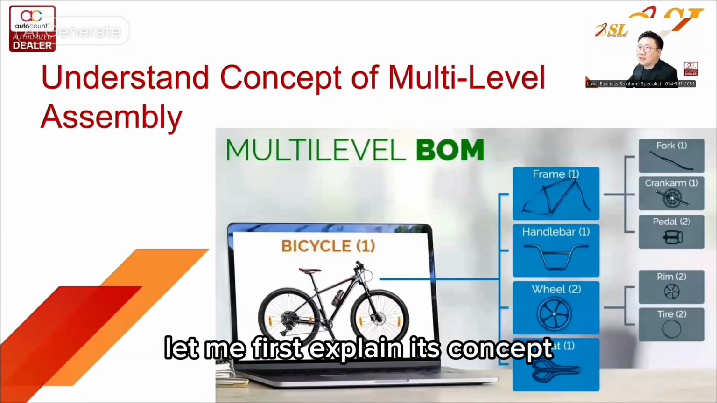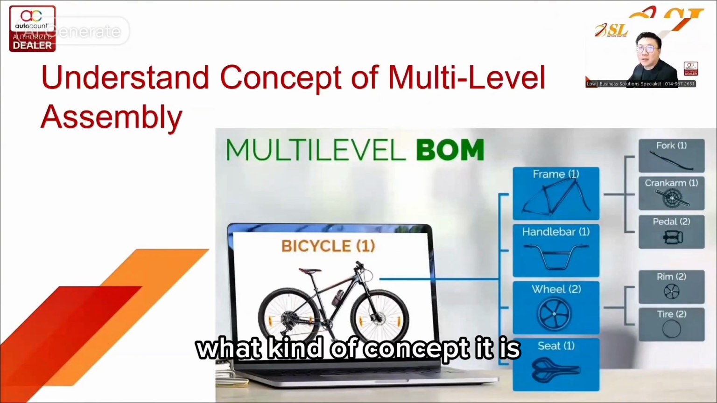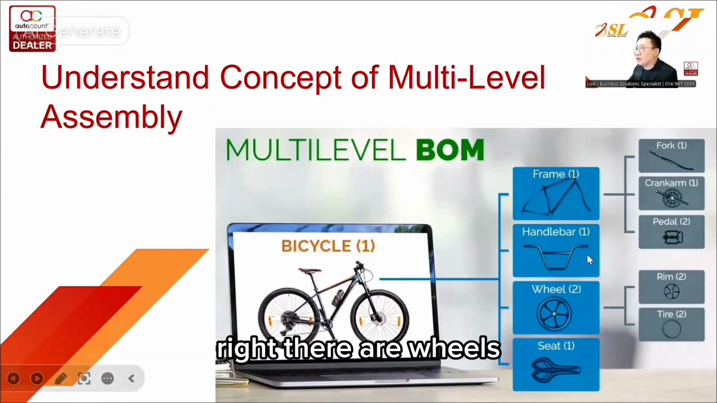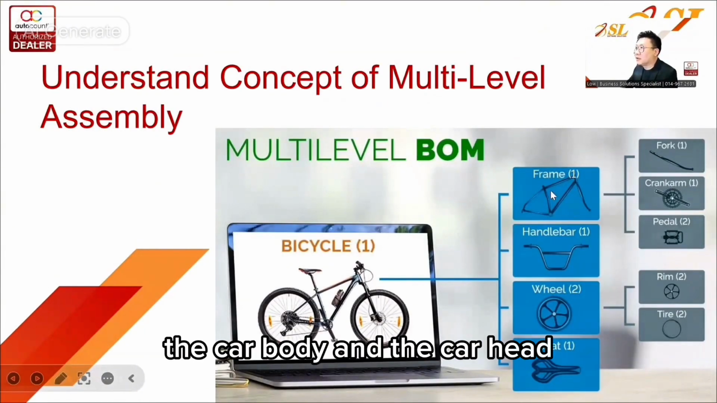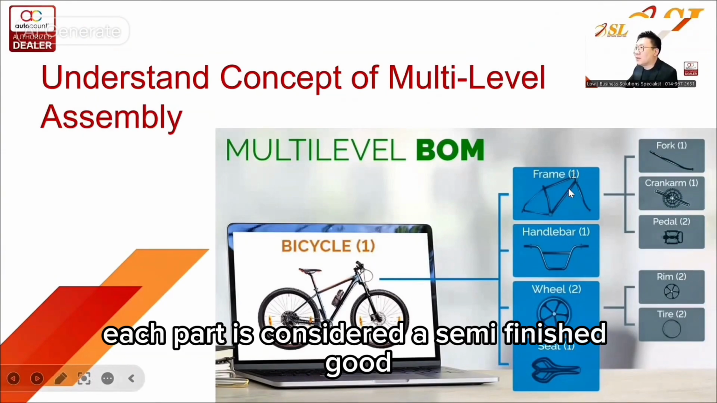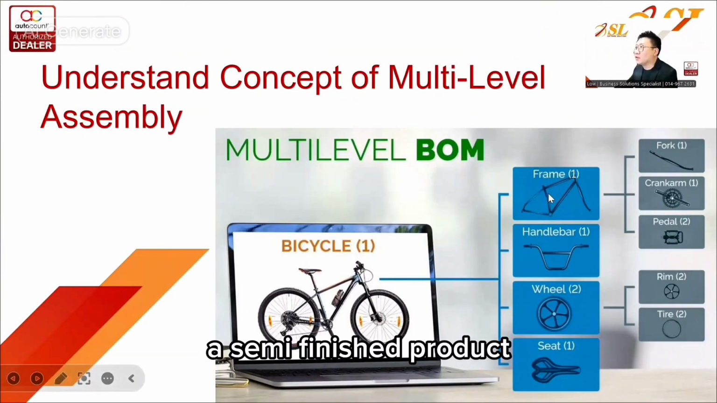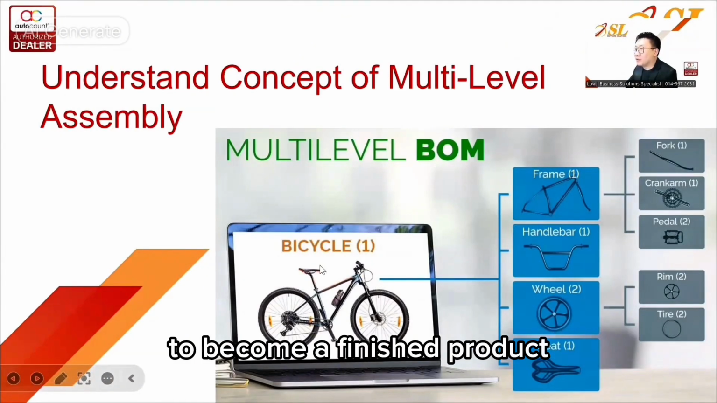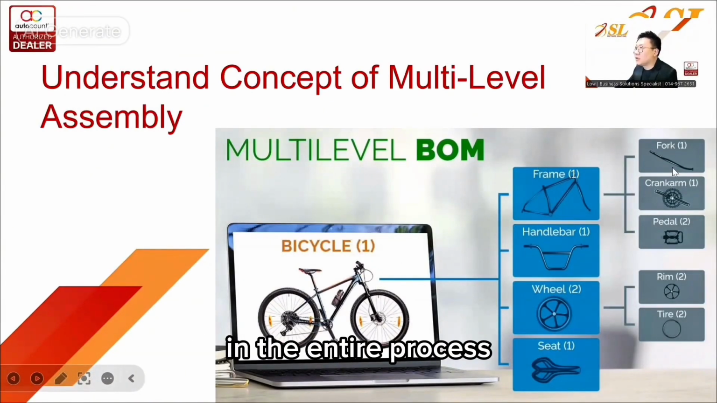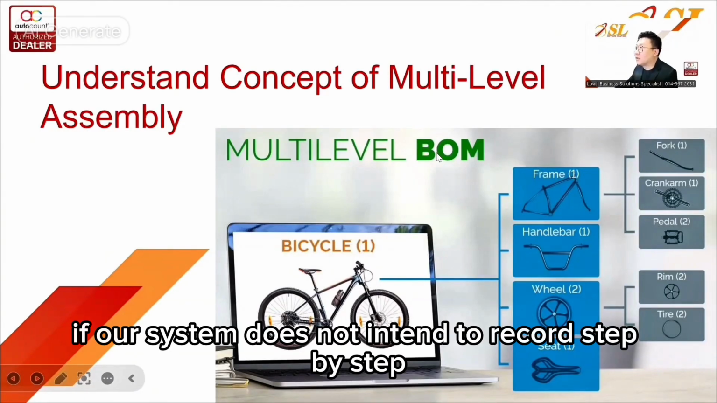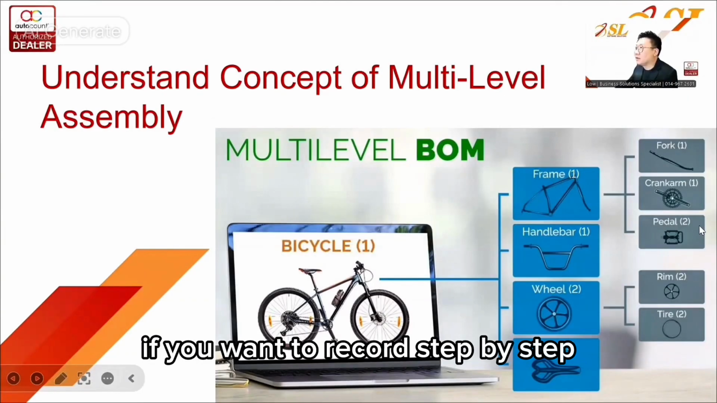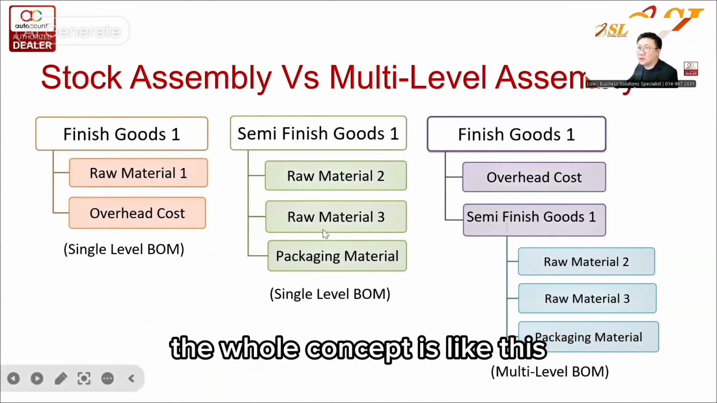Let me first explain its concept, what kind of concept it is. You see, like a toy car is divided into many parts, right? There are wheels, the car body, and the car head. Each part is considered a semi-finished good, a semi-finished product. Eventually, I combine several semi-finished products to become a finished product. However, in the entire process, if our system does not intend to record step by step, this is called multi-level assembly. If you want to record step by step, that is a single assembly. The whole concept is like this.